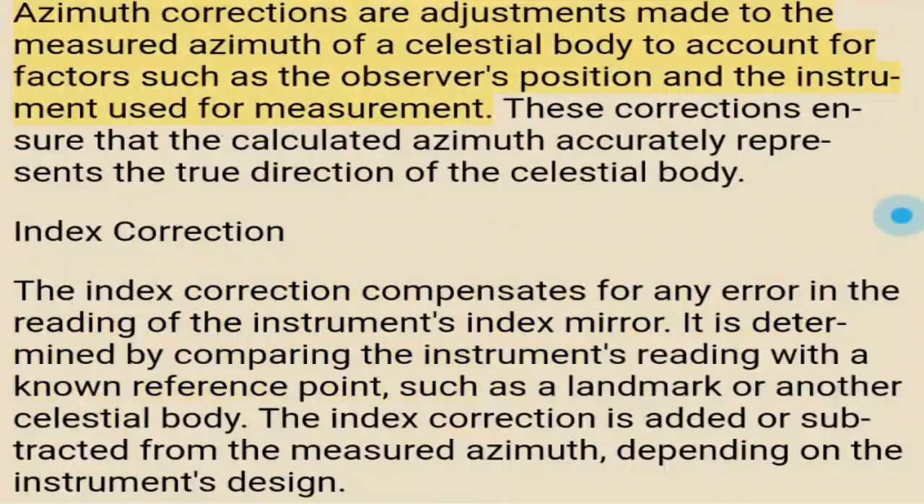Azimuth corrections. Azimuth corrections are adjustments made to the measured azimuth of a celestial body to account for factors such as the observer's position and the instrument used for measurement. These corrections ensure that the calculated azimuth accurately represents the true direction of the celestial body.